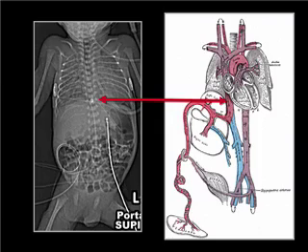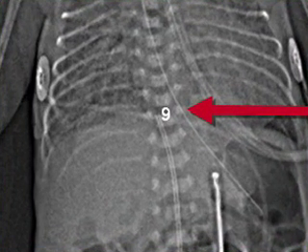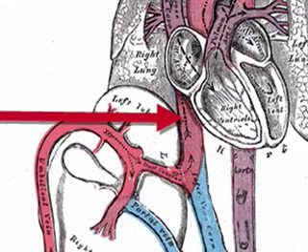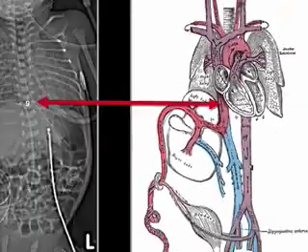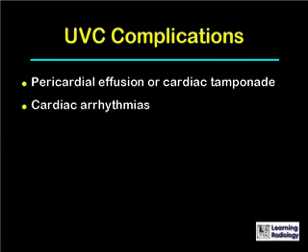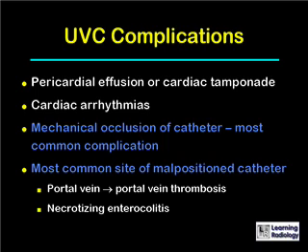This is the tip of an umbilical venous catheter adjacent to the T9 vertebral body, which corresponds roughly in the diagram to the position that's shown here. There are numerous complications to umbilical venous catheters, among which are pericardial effusion or cardiac tamponade, cardiac arrhythmias, mechanical occlusion of the catheter, which is the most common complication, and malpositioning of the catheter in the portal vein, which can rarely lead to portal vein thrombosis and necrotizing enterocolitis.